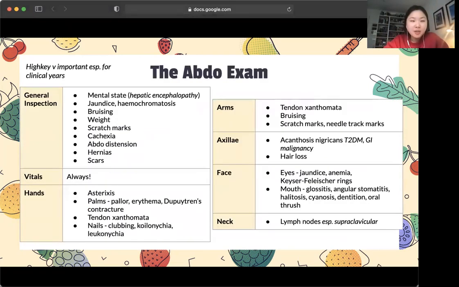And great, I think we're going to go very quickly through clinical skills. So the abdo exam, I think the main thing everyone needs to remember is that you always need to start with general inspection. They're all listed there, but I think a lot of people forget mental state, because of hepatic encephalopathy, just want to make sure that they're okay. You can read this yourself basically. Cool. Abdo exam, all of the things listed there.